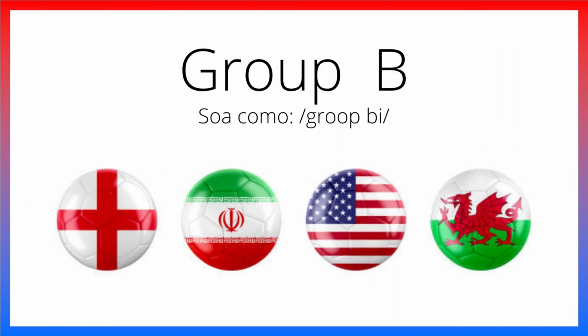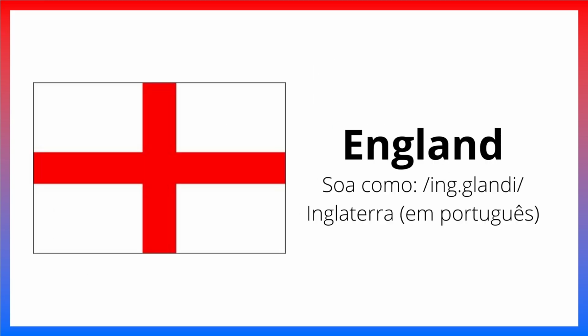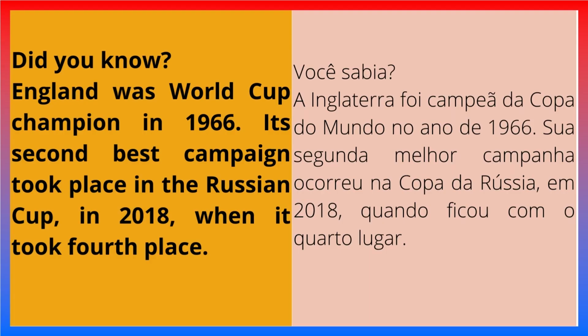Group B. England. Did you know? England was World Cup champion in 1966. Its second best campaign took place in the Russian Cup in 2018, when it took 4th place.